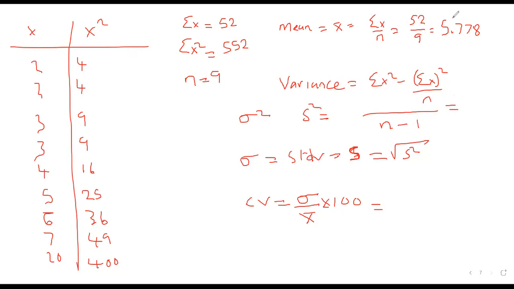The variance. 552 minus 52 squared over 9, everything over 9 minus 1. So we start from here: 52 squared over 9. The answer is subtracted from 552, and divide by 8. 31 point what? 44. What are you getting?